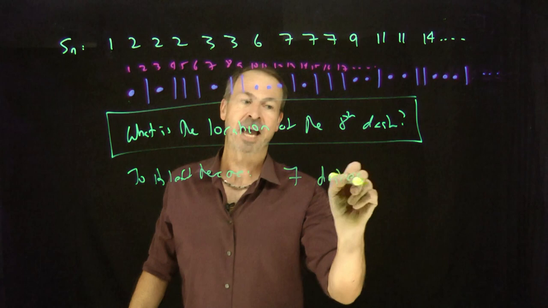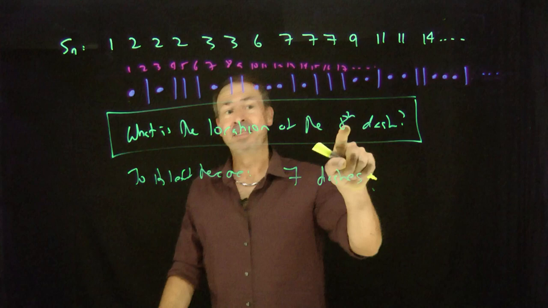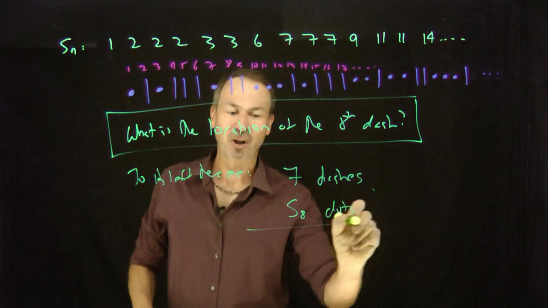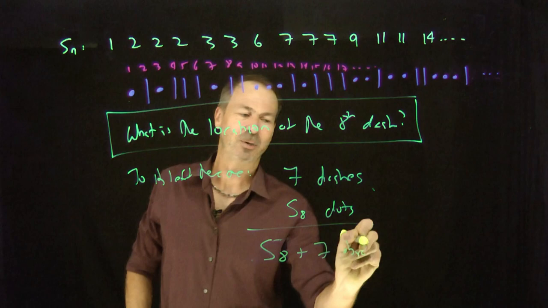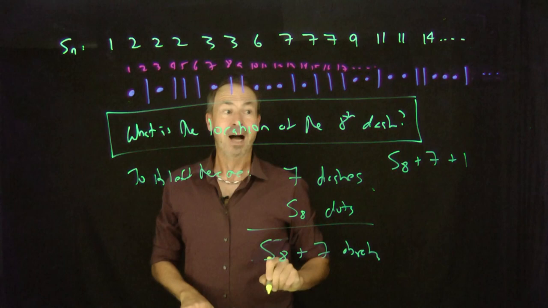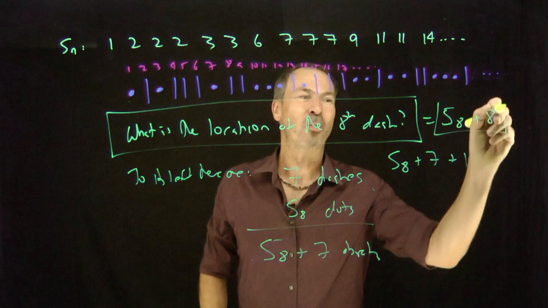But I also know how many dots are to its left. Remember, the number of dots to the left of the eighth dash is actually given by our sequence. That's the eighth term of our sequence. It has this many dashes to its left and this many dots to its left. So it has a total of S8 plus seven objects to its left, and then it's the next position on. So its location number must be S8 plus seven plus an extra one. Simplest one is 8. It actually is S8 plus 8, which is what we were doing before.